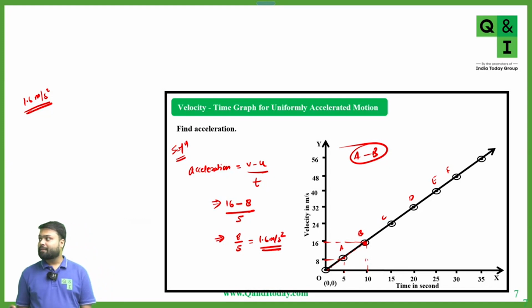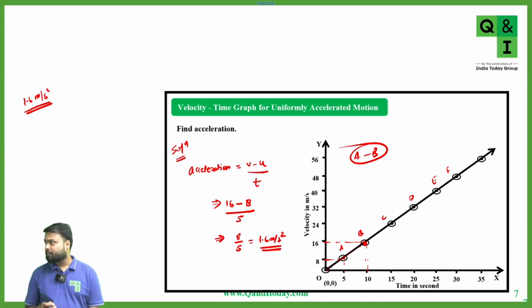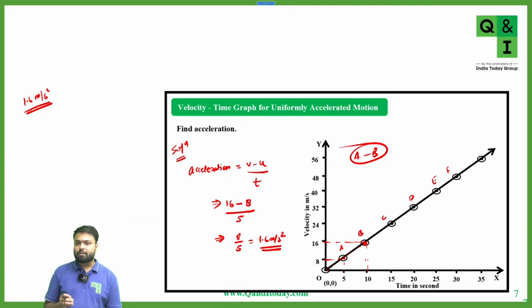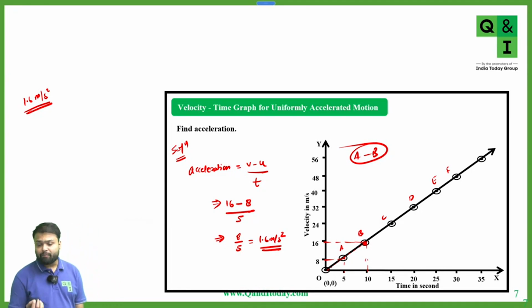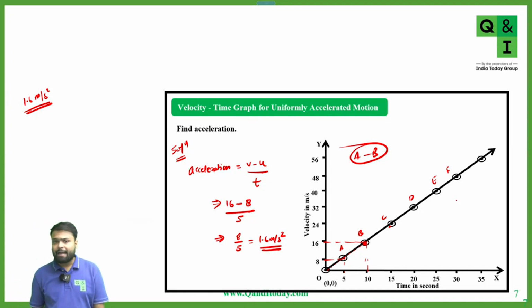Now tell me, is this acceleration constant or variable for the entire motion? Yes, sir, it is constant. And how can you verify it? You can calculate the acceleration from B to C, from B to D, from A to E, anywhere. If acceleration is constant, that's why there is a straight line between velocity and time, because velocity is increasing uniformly. Yes or no?